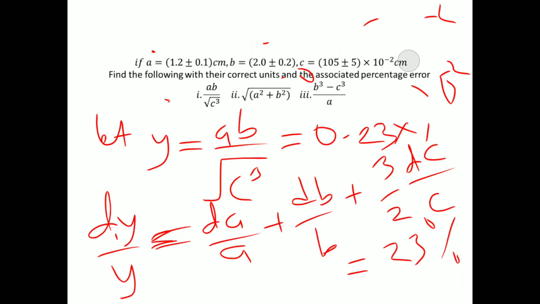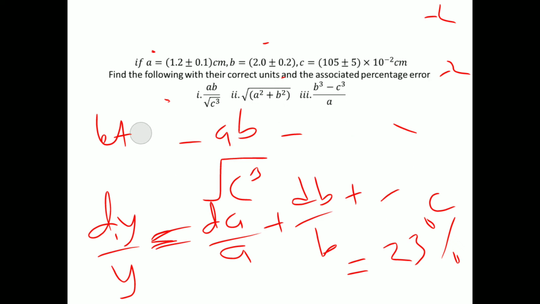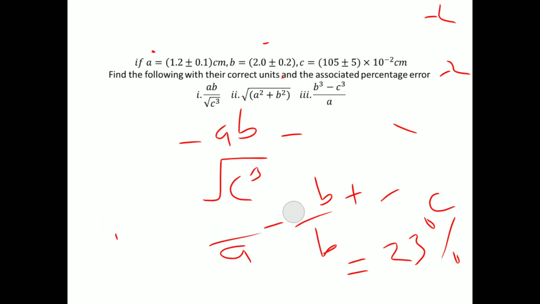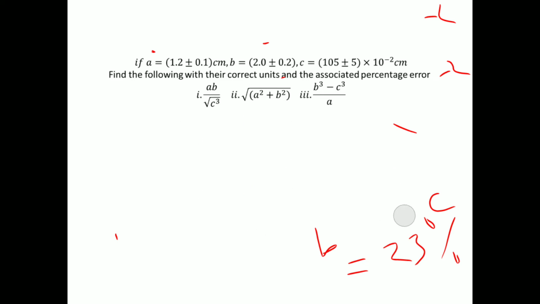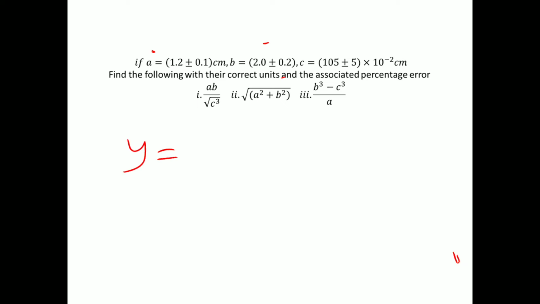The next one has something that looks like square root of a squared plus b squared. That looks quite scary, but it shouldn't be impossible. Okay, but first of all, what is y? Our y is equal to square root of a squared plus b squared.